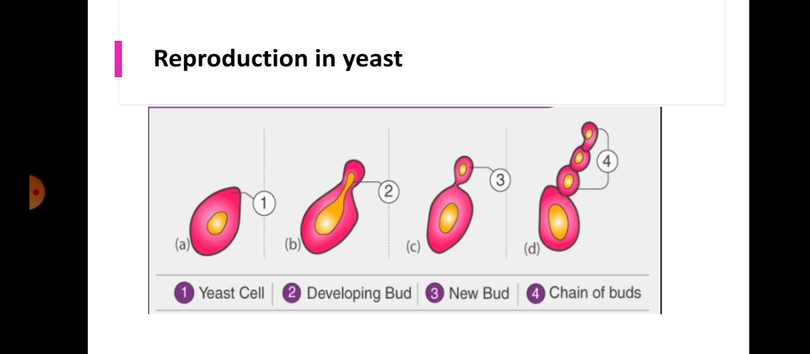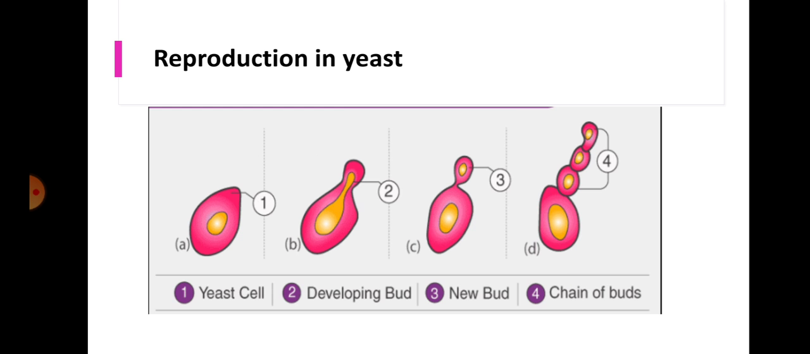The bud grows gradually and then gets detached from the parent yeast. This new cell then grows, matures, and produces more cells. Sometimes a chain of buds is formed, as in the last picture D, which leads to the production of a large number of yeast cells altogether. This is budding in yeast.